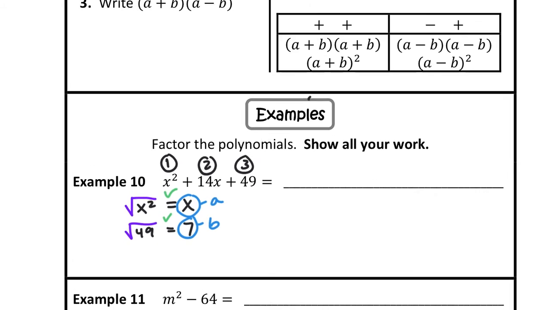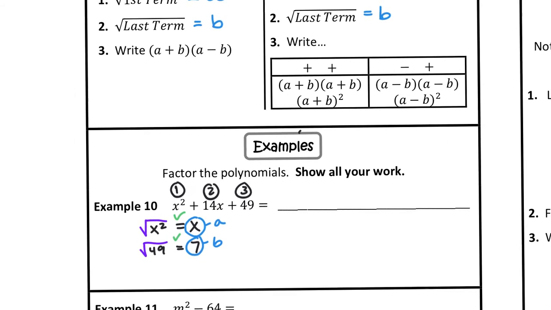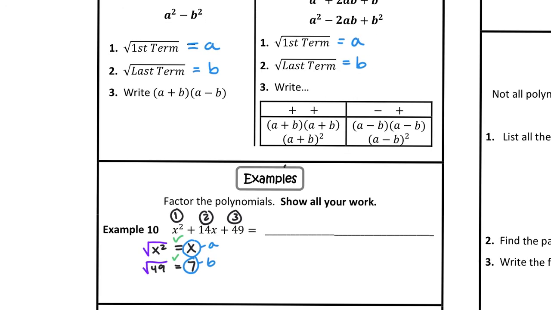Okay, I'm going to zoom out over here. So what I mean by A and B is right here. So I square rooted the first term. The square root of x squared is x. I square rooted the last term. The square root of 49 is 7. So this is my A and my B. And so I'm going to end up getting either A plus B, or A minus B. But it depends on the equation. Do I have a plus plus situation or a minus plus? So I have a minus plus.